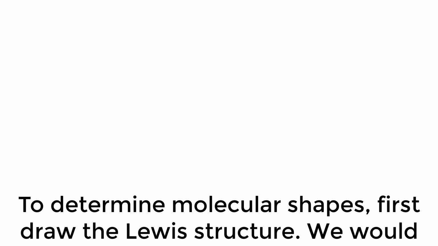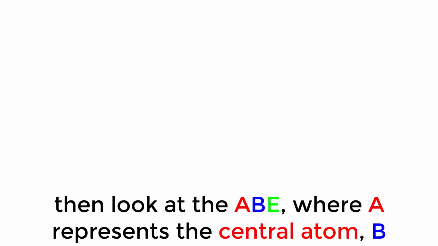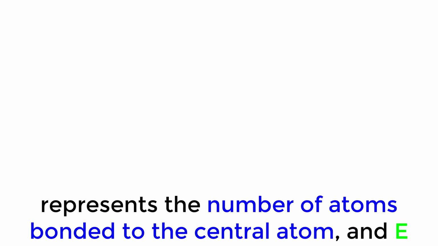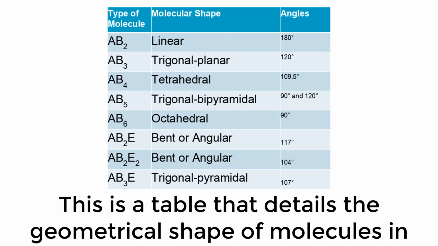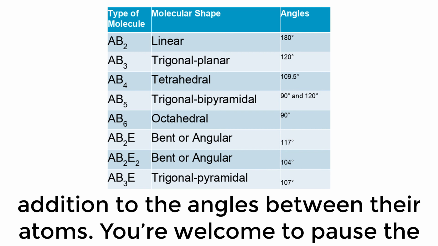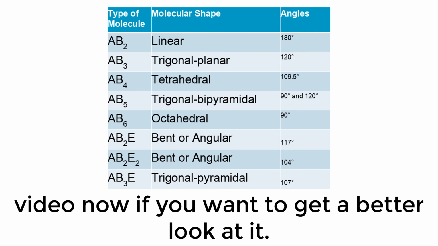To determine molecular shapes, first draw the Lewis structure. We would then look at the AB E notation, where A represents the central atom, B represents the number of atoms bonded to the central atom, and E represents the number of lone pairs. This is a table that details the geometrical shape of molecules in addition to the angles between their atoms. You're welcome to pause the video now if you want to get a better look at it.